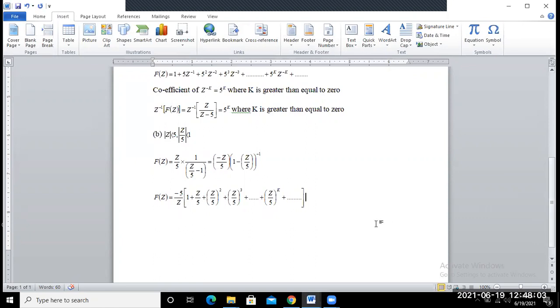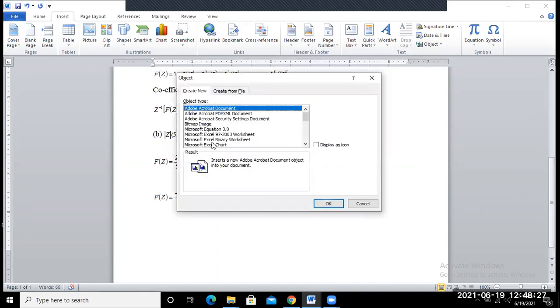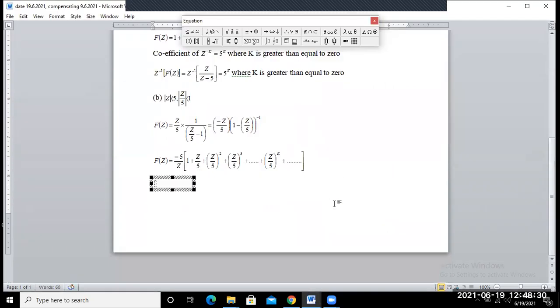So first of all, you just multiply with this coefficient minus 5 by z in each term, and then find the coefficient of z to the power k. Suppose f(z) equal to, let the minus remain outside and multiply this term by 5 by z. So if we multiply by 5 by z, what will come?